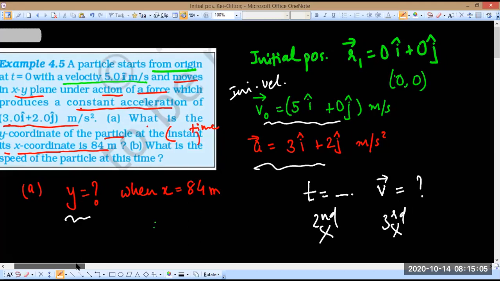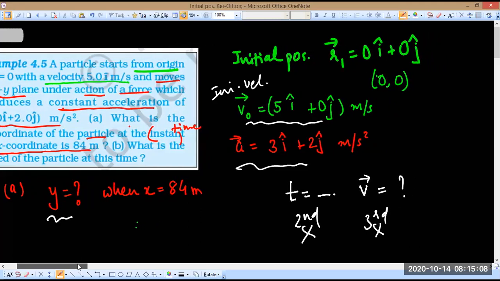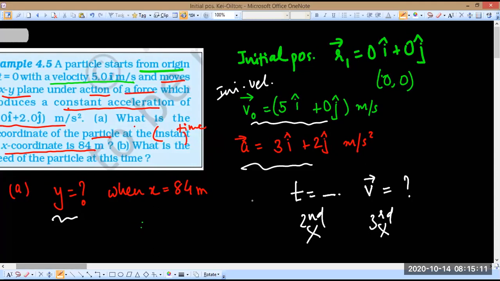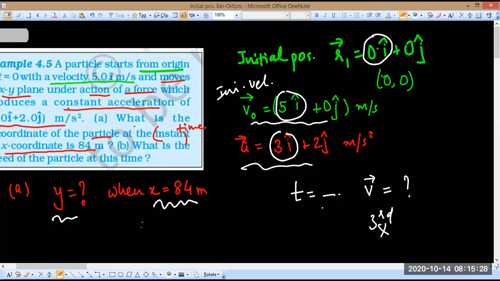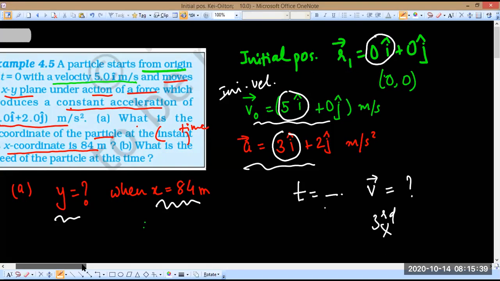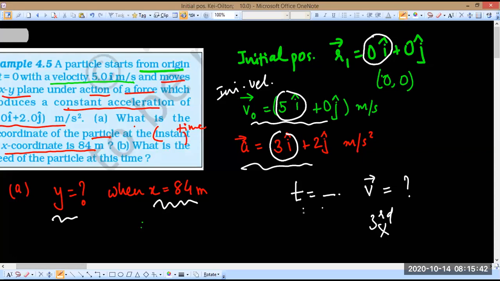I hope you understand what I'm saying. So what we have to do is find time first. What do I mean? We are given everything about x, so from that we can find out time. There is no need of integration. This is a simple question only. So from the x components we will find out time, and once we get time we can get the answer. So let's start.